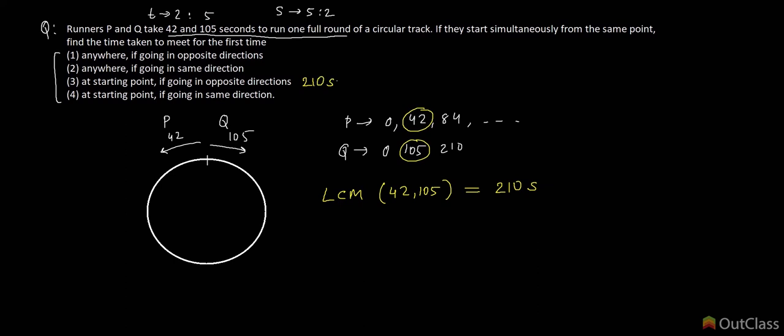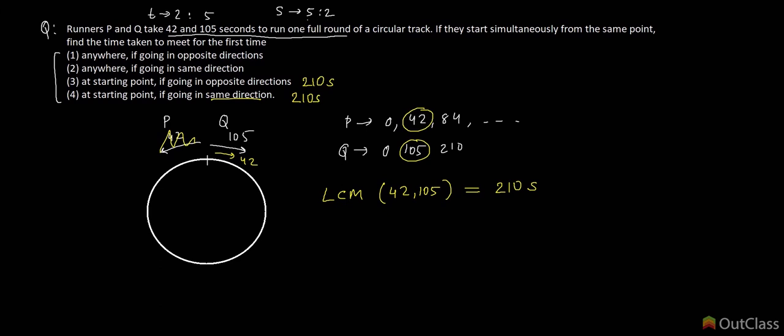Now on to the fourth question. It doesn't make any difference. You just remove this, put it on this side, same result. At every multiple of 42, P is at the starting point. At every multiple of 105, Q is at the starting point. So at every common multiple, they're both at the starting point. And the least common multiple is the first time that this happens. So the answer to the fourth question is also 210 seconds.